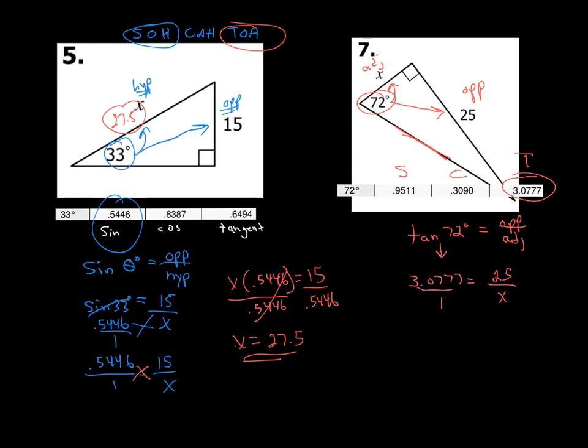Put this over 1. Again, from our last unit, solving with proportions, it's going to be 3.0777x equals 25 times 1. Divide by 3.0777, which is just basic algebra 1. And I get x is equal to whatever 25 divided by 3.0777 is. I get approximately 8.1. So that's this side right here. This is 8.1. I think we're looking pretty good.